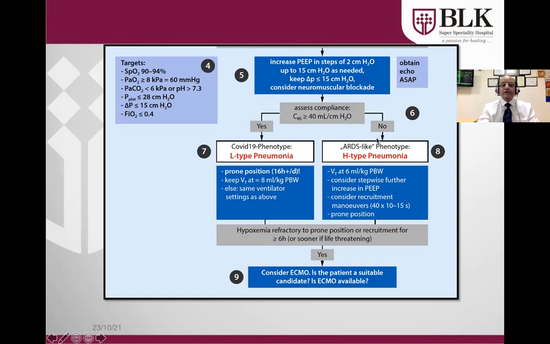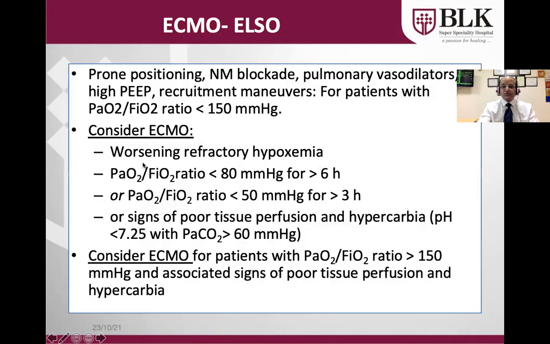But if you have static compliance less than 40, this is the one with low compliance. This is the H phenotype. And here tidal volume should be lowered to 6 ml per kg. Consider stepwise increase in the PEEP, consider recruitment maneuvers, prone positioning. And if they are refractory, then of course you look at ECMO. And what are the oxygenation targets? SpO2 90 to 94, PO2 about 55 to 80, PCO2 by keeping pH more than 7.3, P-plat less than 30 or 28, and so on and so forth.